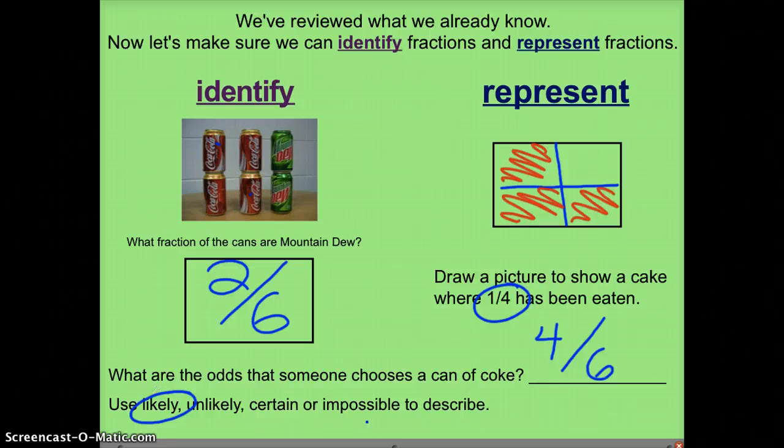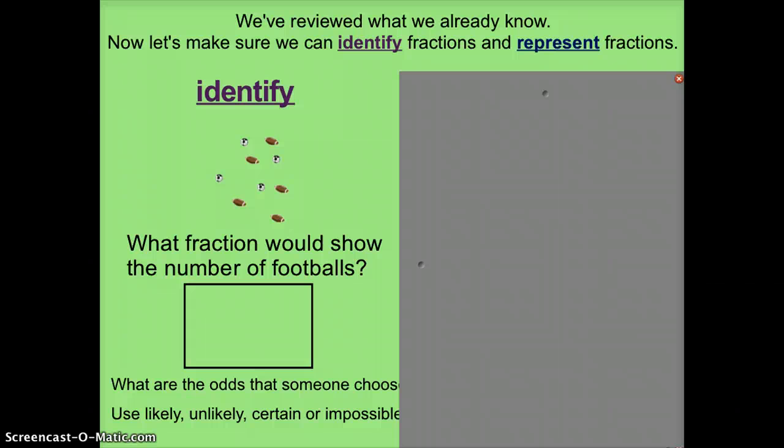Let's look at another example. Here, the question is, what fraction would show the number of footballs? So I'm just going to count. 1, 2, 3, 4, 5. There are 5 footballs, and if I'm pretending this is a bin at recess with a bunch of different equipment inside, there were 5 footballs out of, let's see, there's 4 soccer balls plus 5, so 9 total. So 5/9 of the items in that bin are footballs.